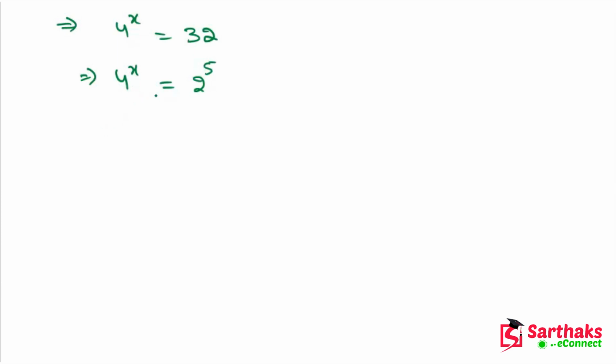Now my dear friends, we have to make the base 2. For this we can write 4 as 2 raised to power 2, and this whole is raised to power x, which is equal to 2 raised to power 5. So this will become 2 raised to power 2x, which is equal to 2 raised to power 5.